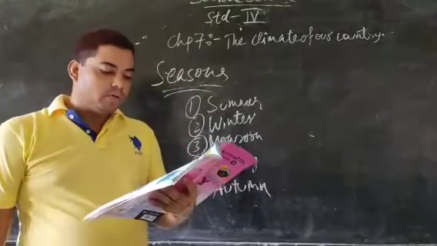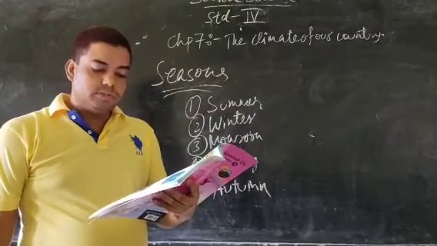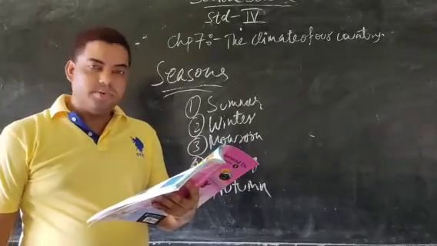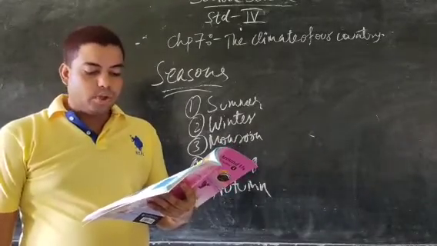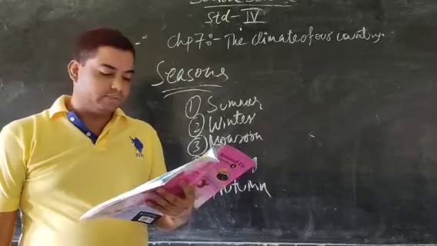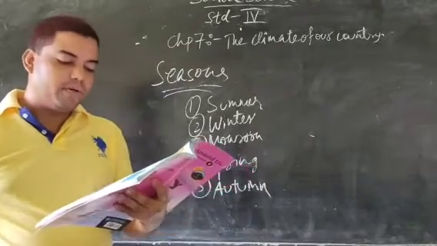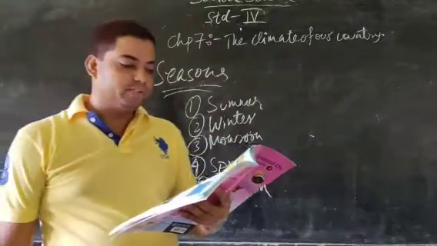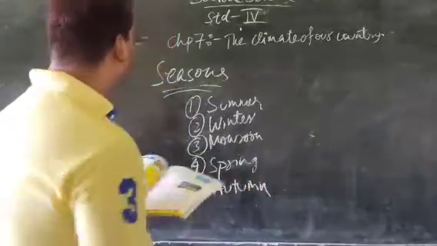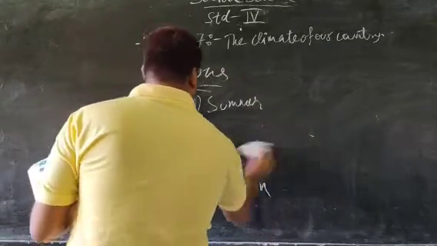Hot dry winds, called the Lu, blow in the afternoons in the northern plains. Dust storms are common during this time. The plateaus also experience hot weather in this region. Coastal areas remain cool because of winds blowing from the sea. So, when we come to the summer season, that is the first one.